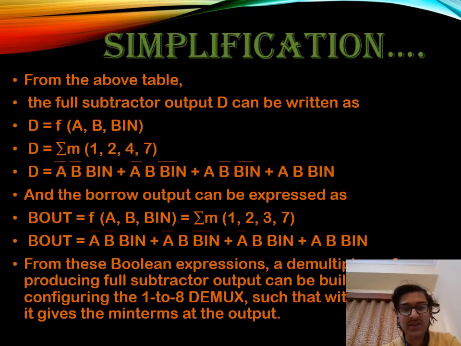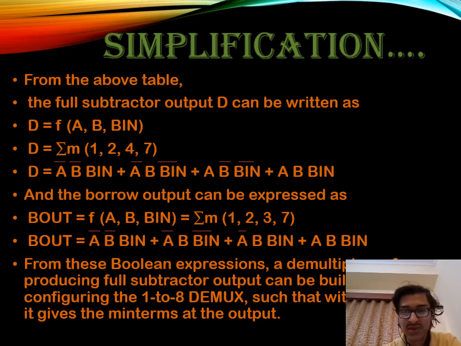I told you how it is written, and the borrow output can be expressed as B out equals F(A, B, B in), minterms 1, 2, 3, 7. I told you how the minterms come. For borrow, I can write it as A bar B bar B in plus A bar B B in bar plus A bar B B in plus A B B in. I told you how all these terms came just before.